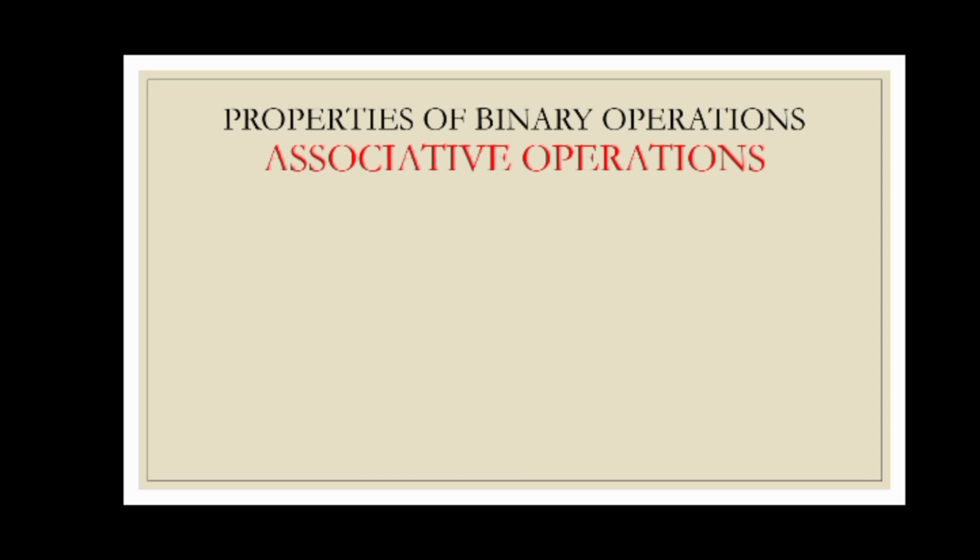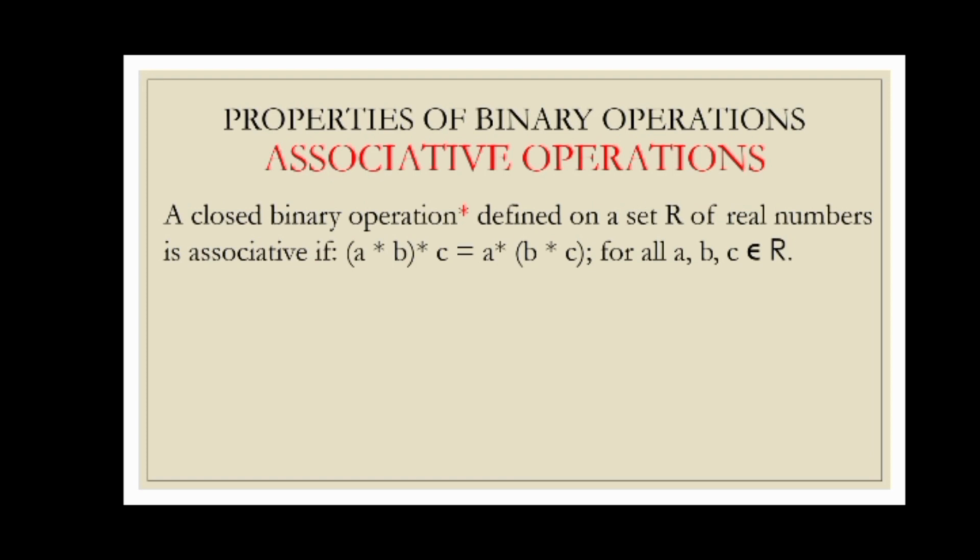Now let's move to our next operation, that is associative. A closed binary operation star defined on a set R of real numbers is associative if, please pay attention to the condition here, A star B in bracket star C is equal to A star into bracket B star C. The first one in bracket, then on the right hand side the second one in a bracket, for all A, B and C belonging to R.